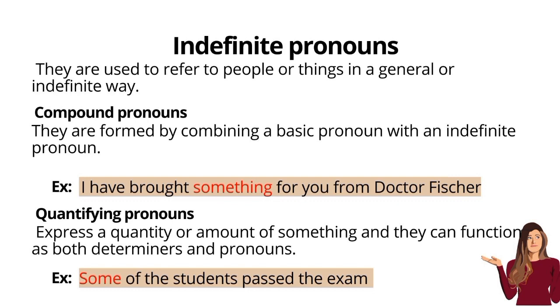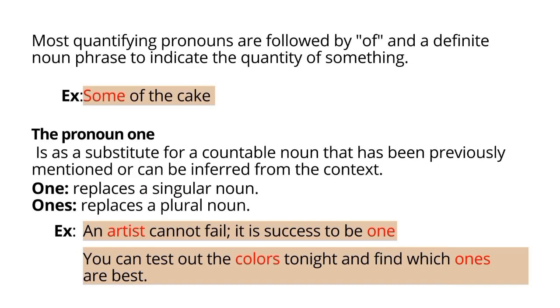"Some of the students passed the exam," meaning that not all the students passed, but a few. Moreover, most quantifying pronouns are followed by "of" and a definite noun phrase to indicate the quantity of something. For example, "some of the cake." And last but not least, the pronoun "one," which can replace a countable noun that has been mentioned before or is inferred from the context.